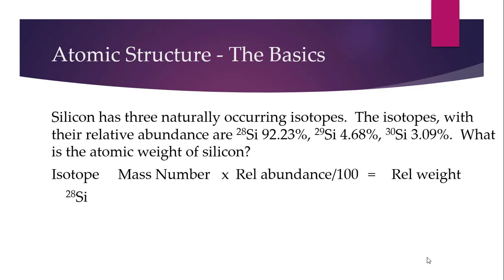So we start with the first isotope, which is silicon-28. It has a mass number of 28. We're going to multiply it by the 92.23% divided by 100. And when you multiply those two numbers together, you get 25.82.